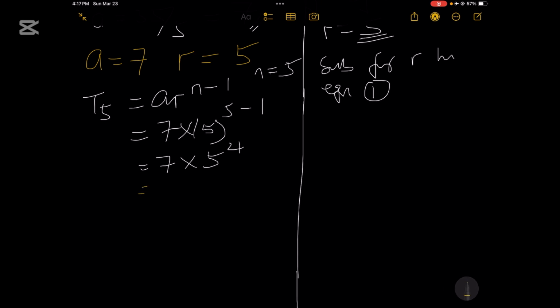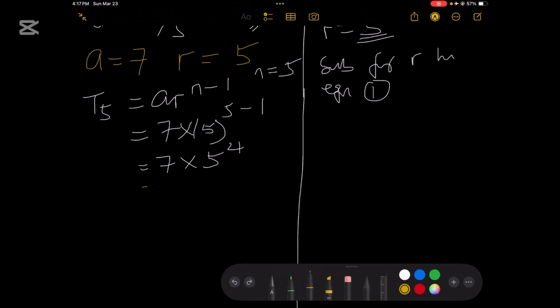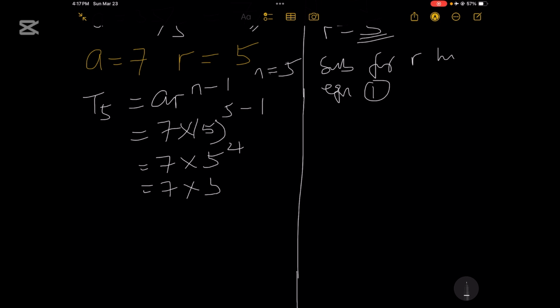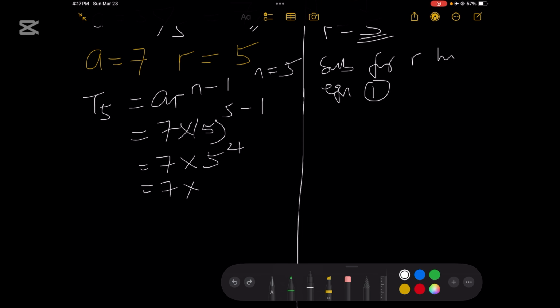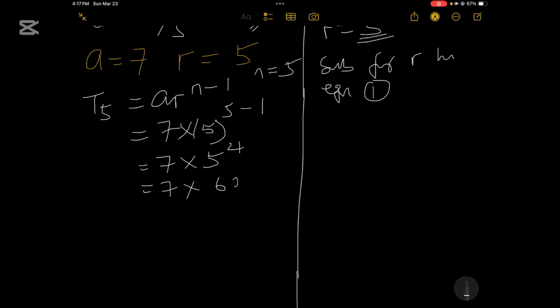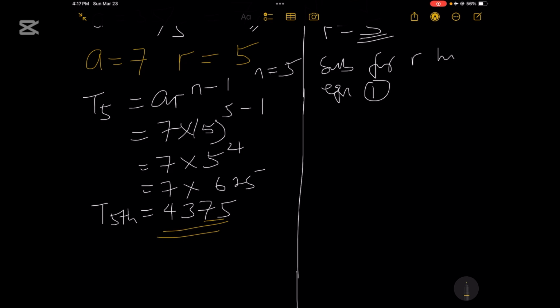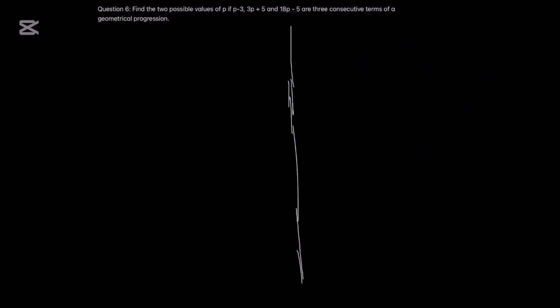So we have 7 multiplied by 5 raised to power 4, which is 625. Then 7 multiplied by 625 gives our sixth term, which is 4,375. So the sixth term of our GP is 4375.